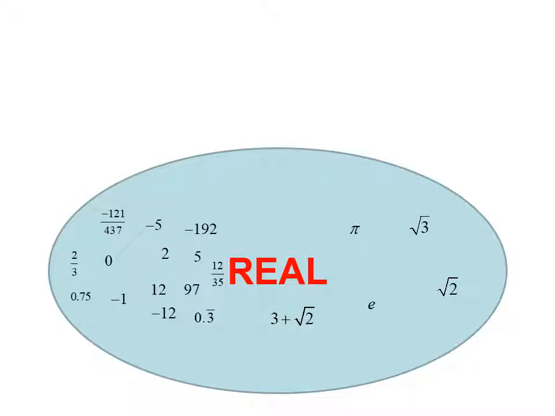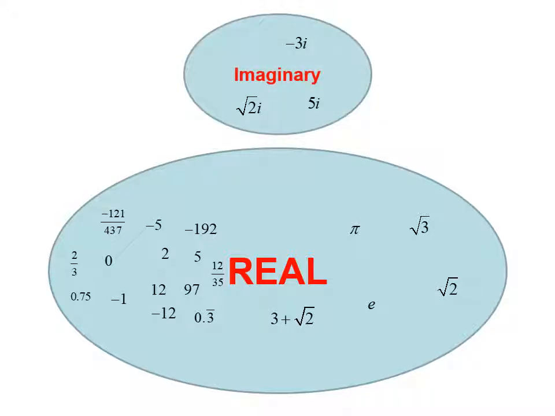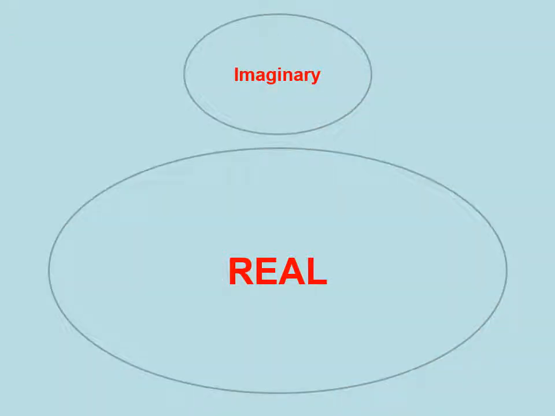Here's how it fits with the numbers that we talked about earlier. The imaginary numbers are completely separate from the real numbers, a completely different group. If we combine those two groups together, the real and the imaginary, we get a grouping of numbers that we call the complex numbers.